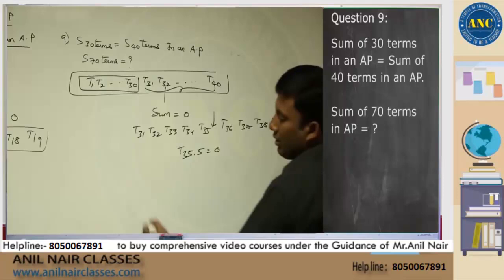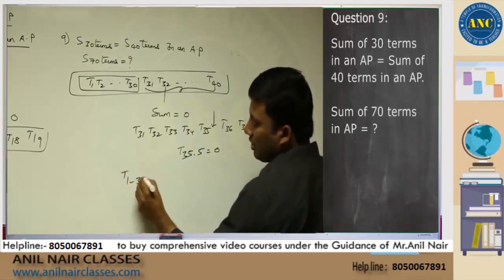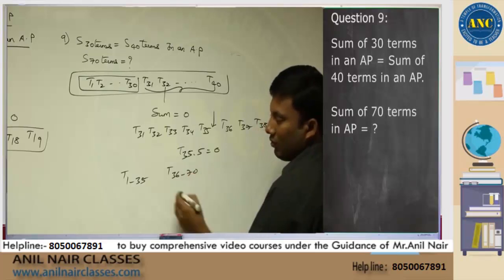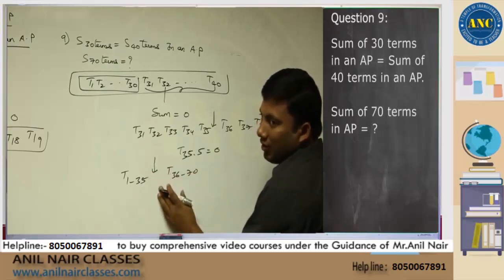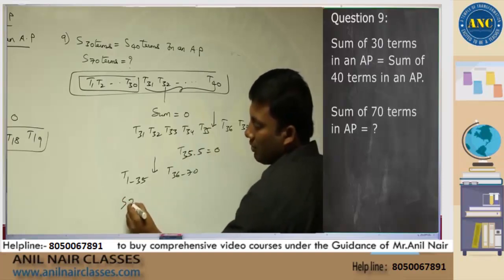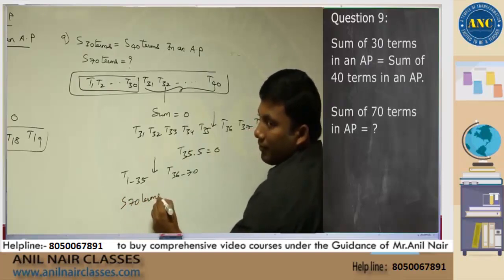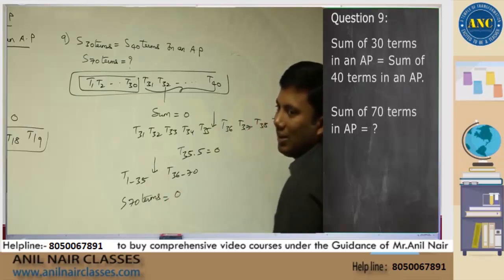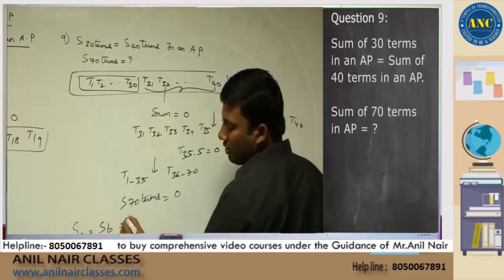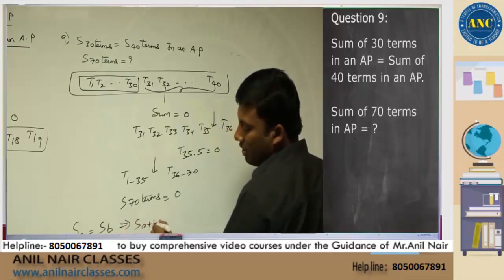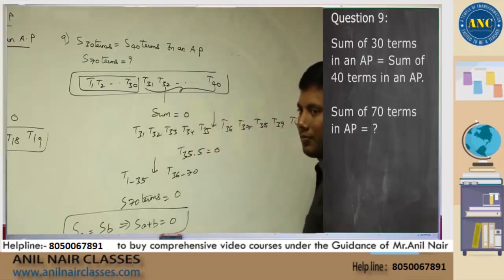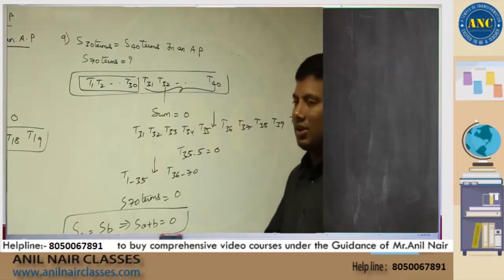Sum of 70 terms. Sum 70 means 35 to the left, 35 to the right. What is the middle value? 35.5. T35.5 is 0. What is the sum of 70 terms? It is also 0. That is why in textbooks it is written like this: if S_A is equivalent to S_B, then S_(A+B) is 0. S30 is S40.